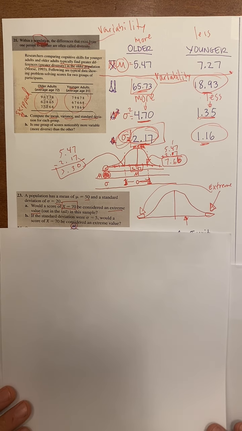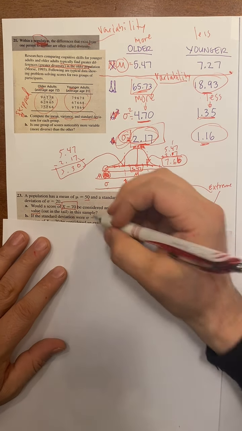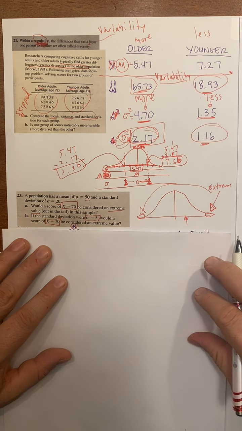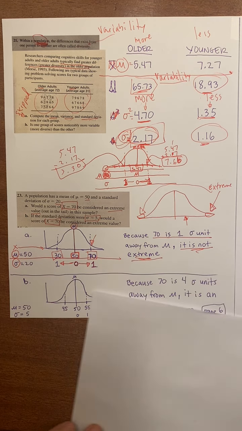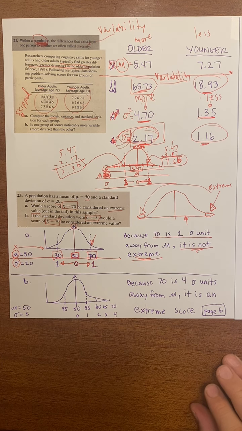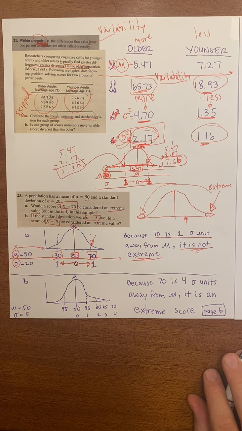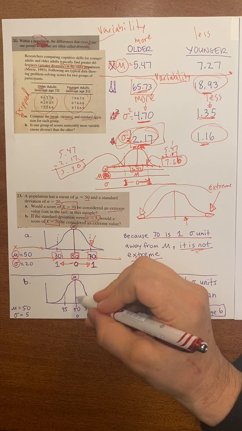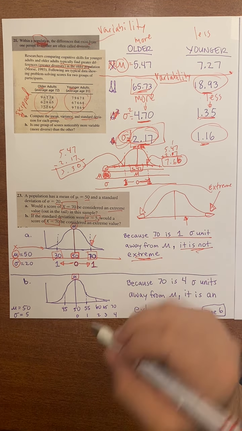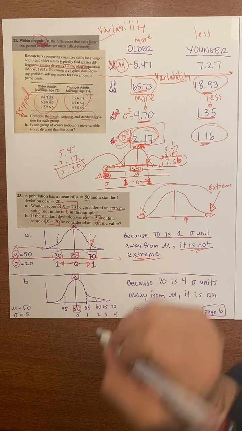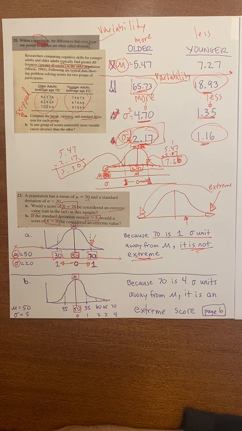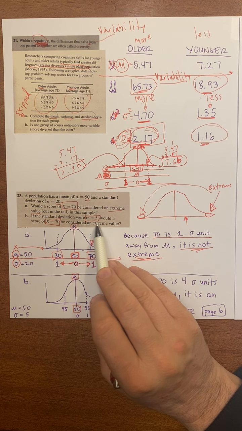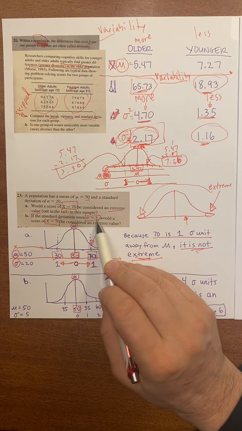Here it's saying, if the standard deviation were 5, would an x value of 70 be considered an extreme value? Well, so here now we've got a different curve that we're talking about. This time we're still saying that the mu is in the middle, right? The mean is in the middle, and we're still even saying that that mean is 50. But now they're saying a standard deviation unit is 5 x values away from the mean.